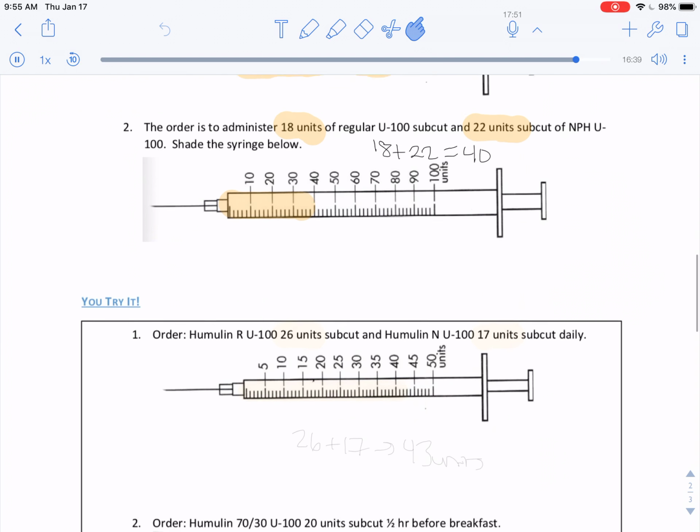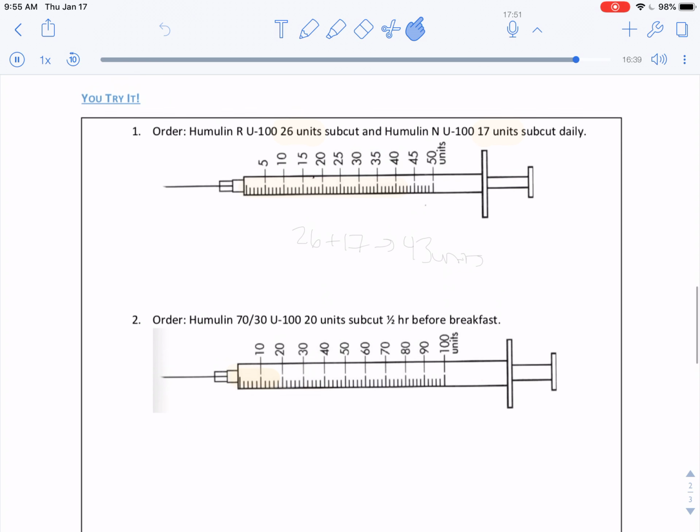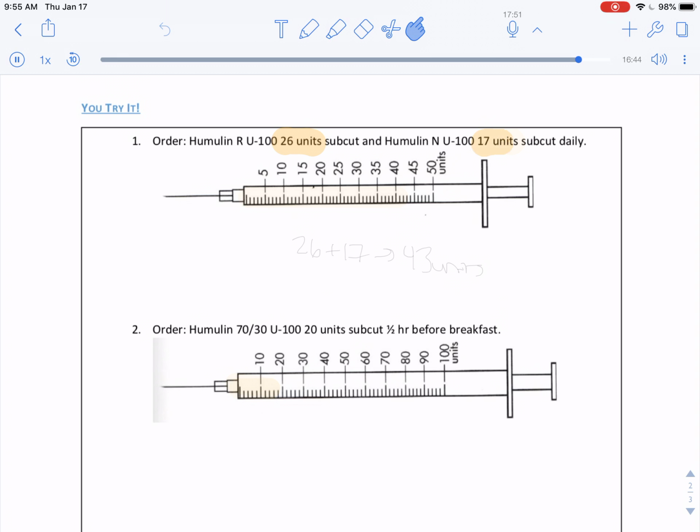And then we're going to do the same thing with the last few problems, where we have a similar problem to number 2 as our first example, where we simply add 26 units to 17 units of the first order, which is Humulin R U100 26 units subcut, and Humulin N U100 17 units subcut daily. So, to do so, we shade in the units that we need by simply 26 plus 17, which will be 43 units needed for this dosage. And then we shade it all the way till 43.